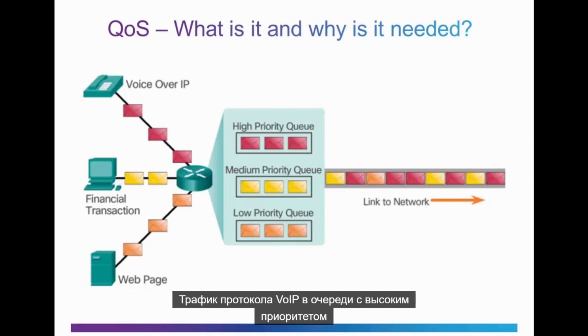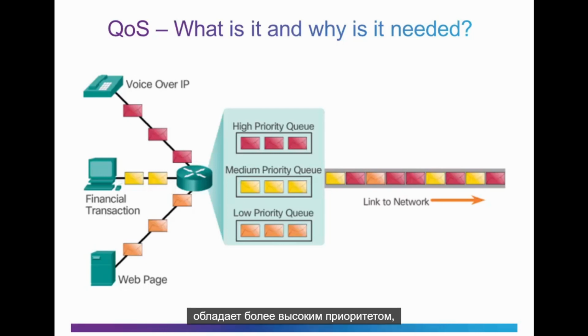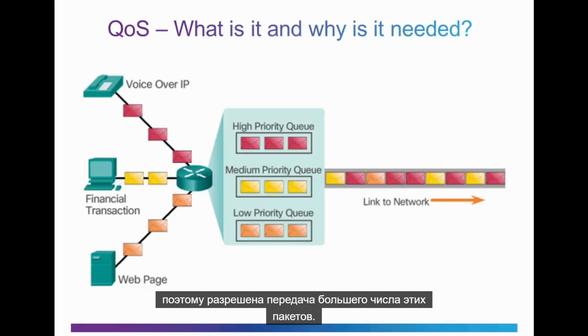Voice over IP traffic in the high priority queue is given a higher priority, so more of those packets are allowed to be forwarded across the network. Financial transactions, which are time sensitive, are also given a greater priority, so more of those are allowed as well. And then lastly, any leftover bandwidth is used for the static web page in the low priority queue.